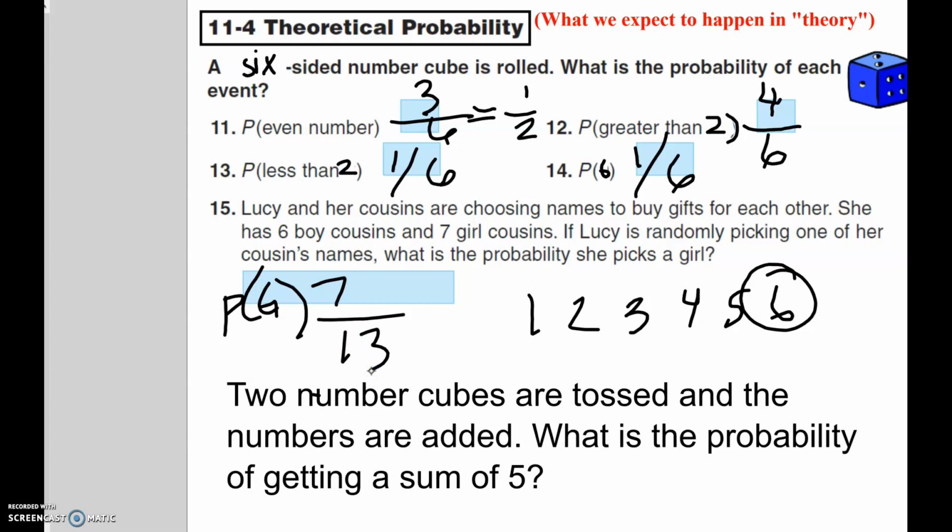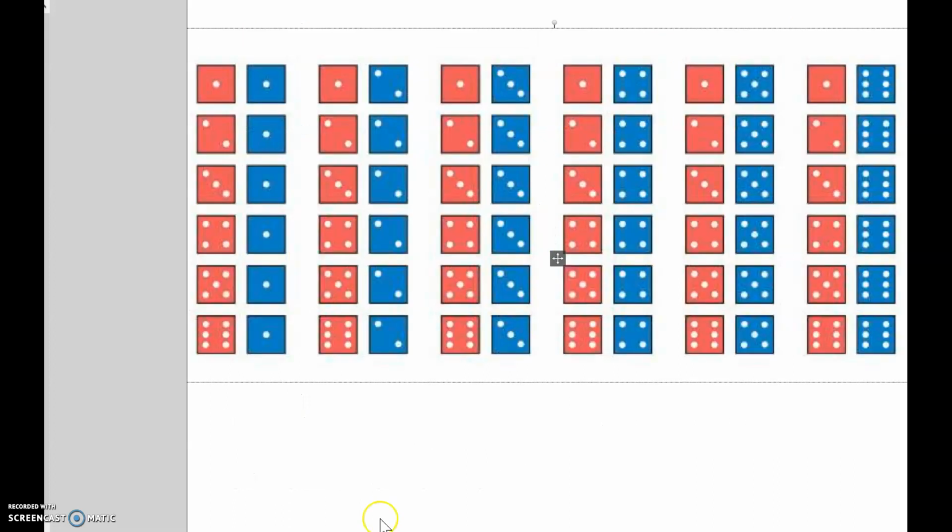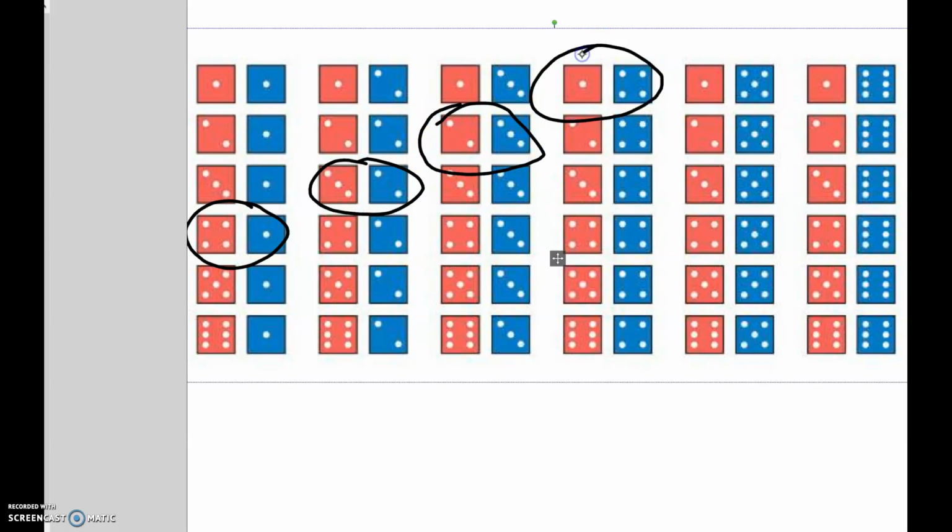All right, next one is rolling 2 dice. If you roll 2 dice, what's the probability of getting a sum of 5? Okay, this is the sample space I gave you earlier in this chapter. To get a sum of 5, I could roll a 4 and a 1, a 3 and a 2, a 2 and a 3, or a 1 and a 4.